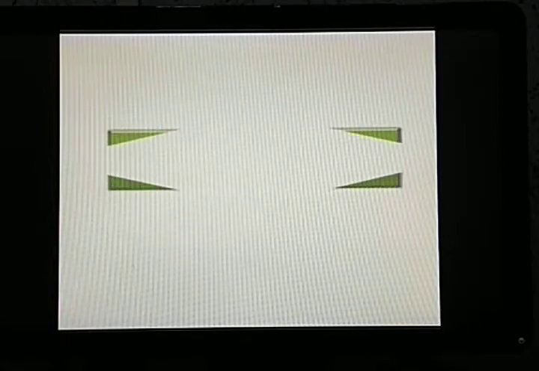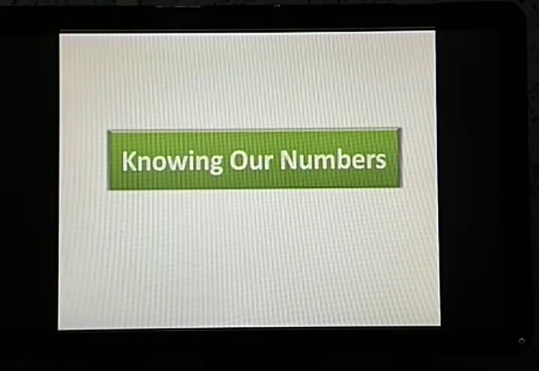Hello everyone. Today I'll be discussing mathematics, and the first chapter that we have in mathematics is knowing our numbers. So this is the first chapter. Now let us see what is there in the chapter.